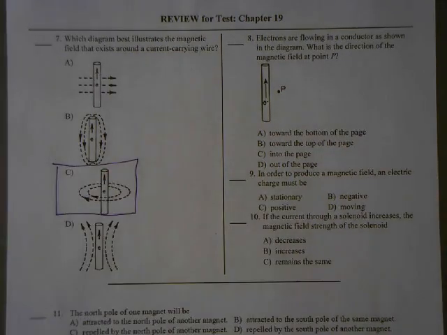So again, that's right hand rule number 1, that your thumb is the direction. In this case, we're using our left hand because it's electrons. The thumb goes in the direction of the electron flow, and then the fingers are going to curl in the direction of the magnetic field.